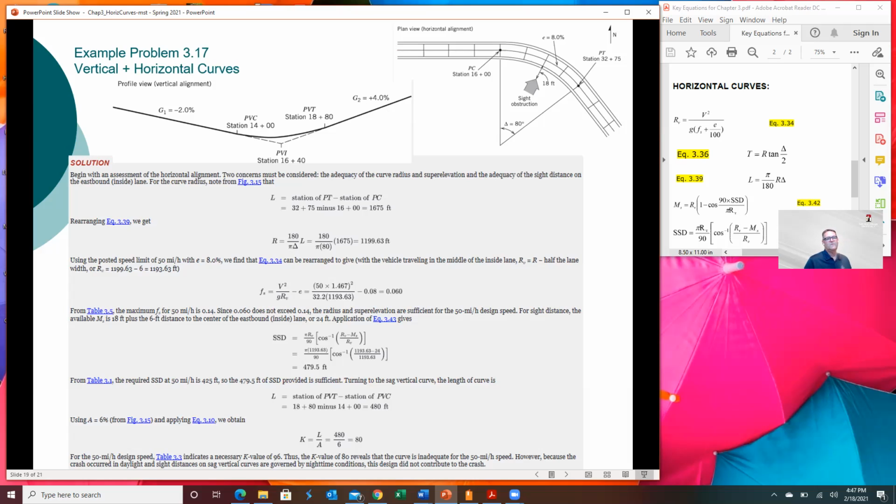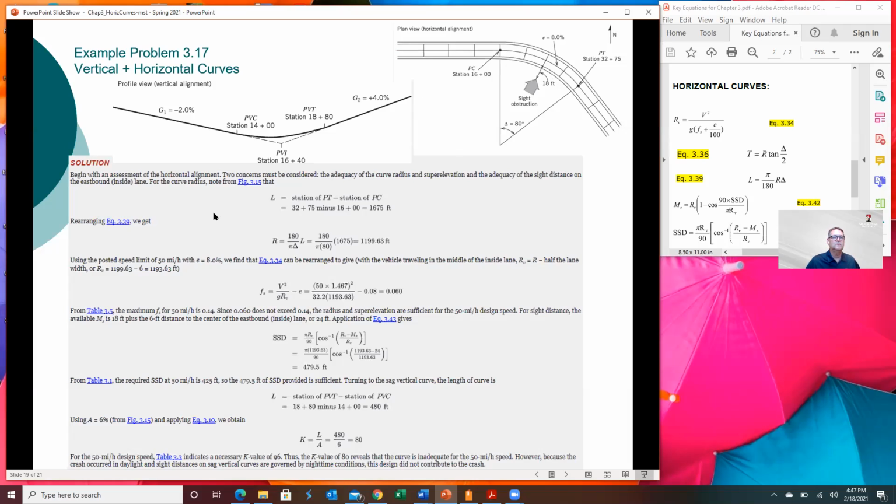Now, this is not unrealistic at all. When there are accidents, the design of the highway can be called into question, as in this case. Let's go ahead and get started. So basically, we have to look at sight distance issues for both the vertical and the horizontal alignment.